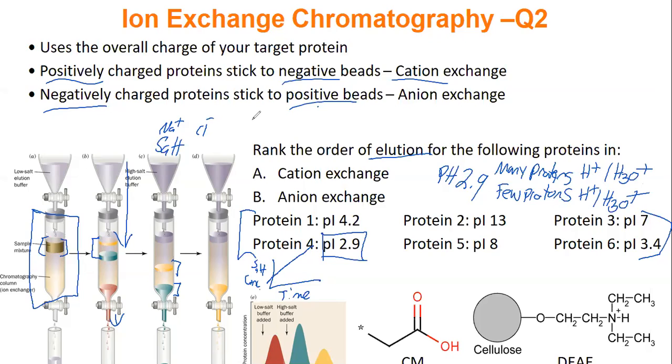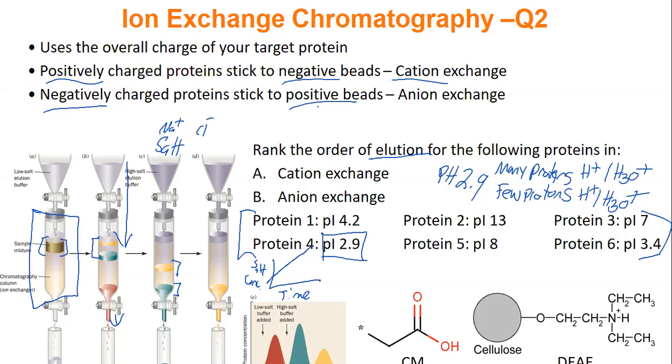So if I become neutral at 2.9, I have no charge in a solution that has a ton of protons. What do you think I was? Negatively charged or positively charged? What is going to attract positively charged protons, a negative charge or a positive charge? If I want to bind something that's positive, what should I be? I should be negative. Yep.